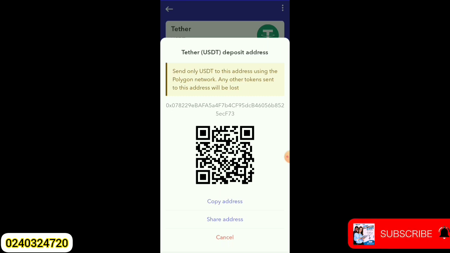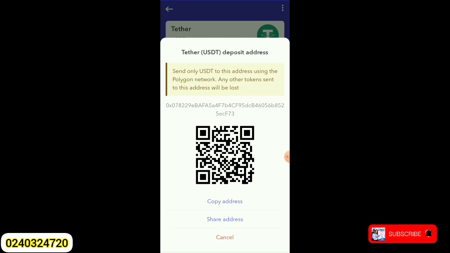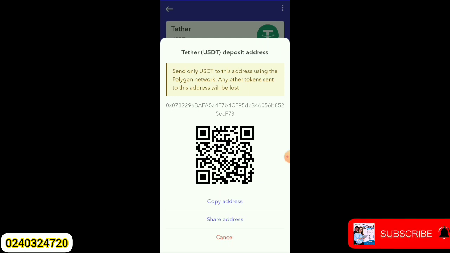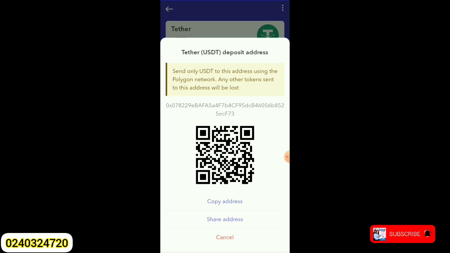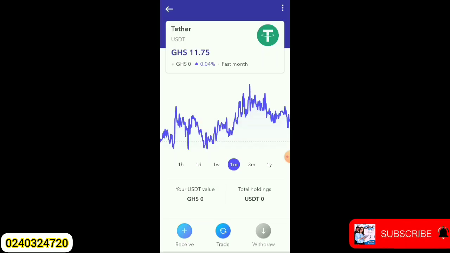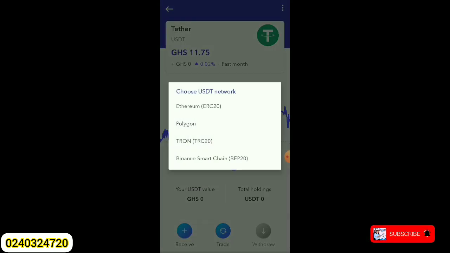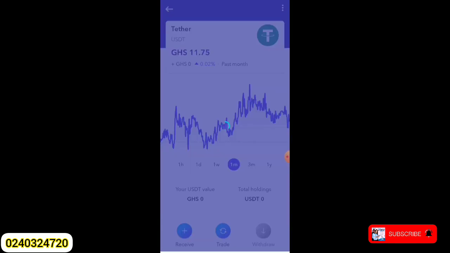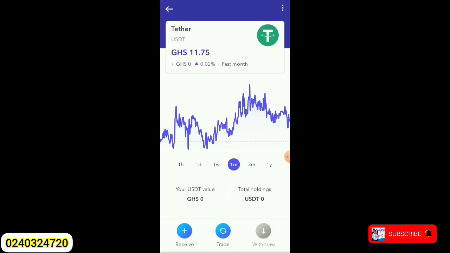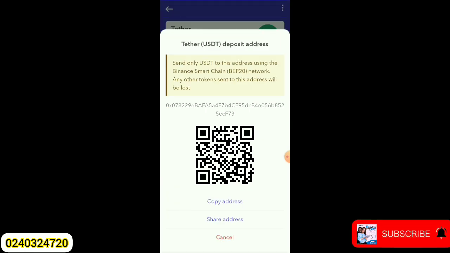If you don't understand all these things, ERC, TRC, Polygon, Binance Smart Chain, I will do a video about it and explain it further to you. So this address is there to receive only USDT from the Polygon network. So we have a lot. We have Binance Smart Chain. That one too is there to receive USDT from Binance Smart Chain. That's the BEP20.